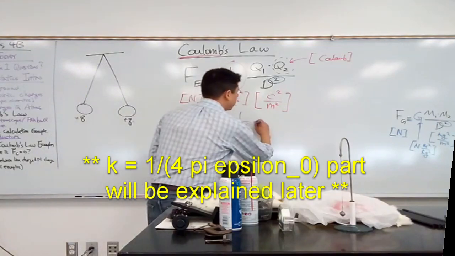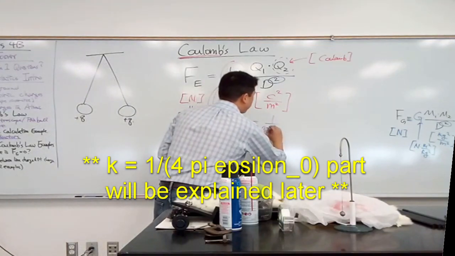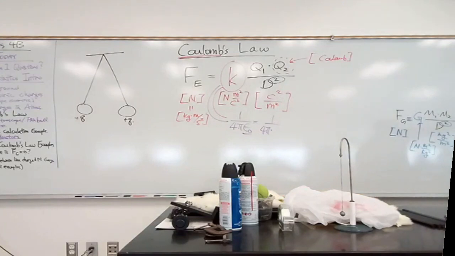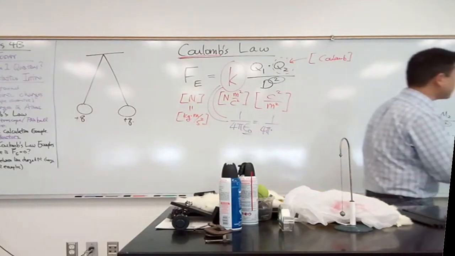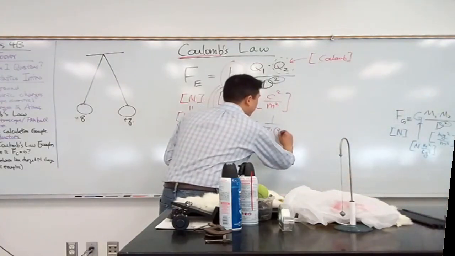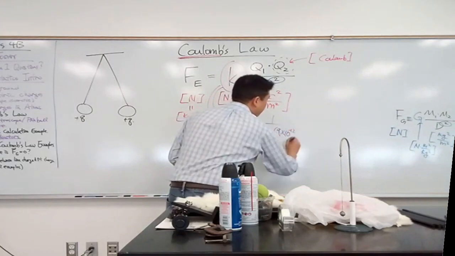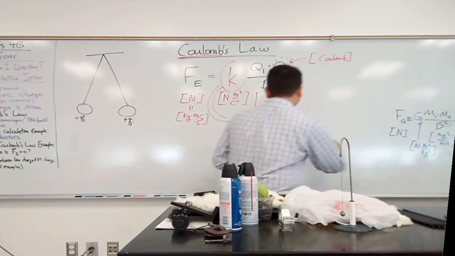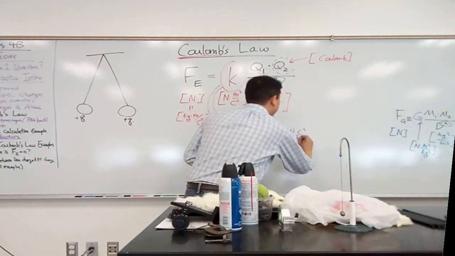So let me plug in the numbers. This is 1 over 4 pi times epsilon naught, about 9 times 10 to the minus 12. And let me be careful with the units here: coulomb squared per Newton meter squared.